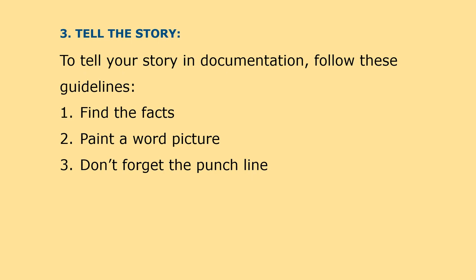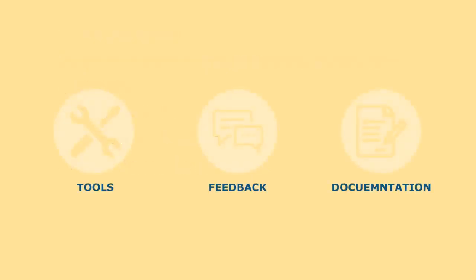Rule number 3, tell the story. The most important rule of documentation is telling the story, factually describing what happened and why it matters. To tell your story in documentation, follow these guidelines. Find the facts, paint a word picture, and don't forget the punchline. Performance management defines the expected levels of employee performance through appraisal tools, feedback, and documentation.